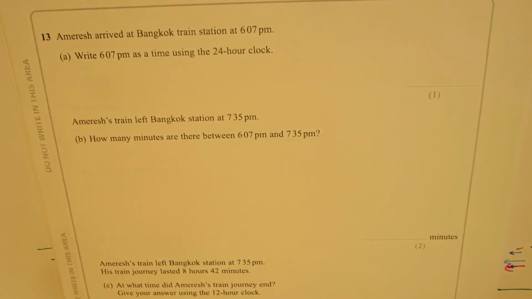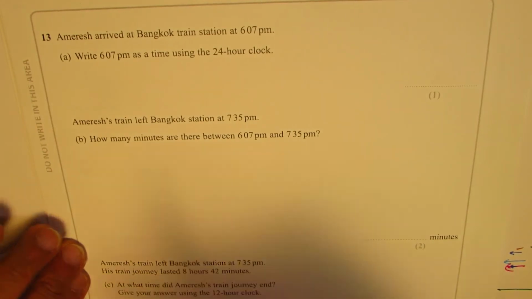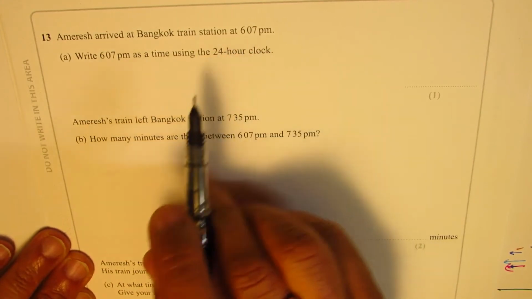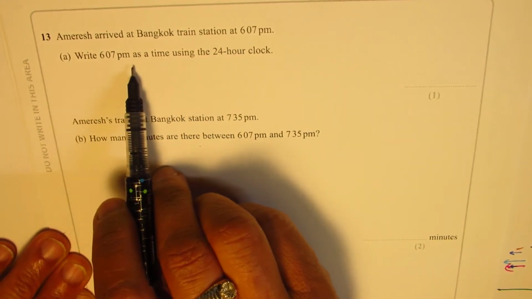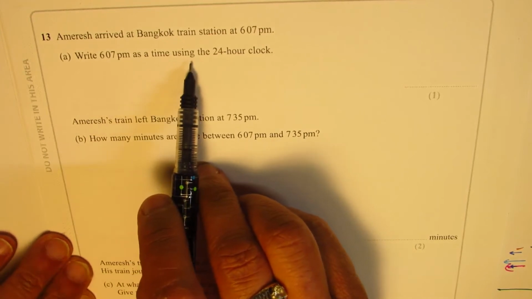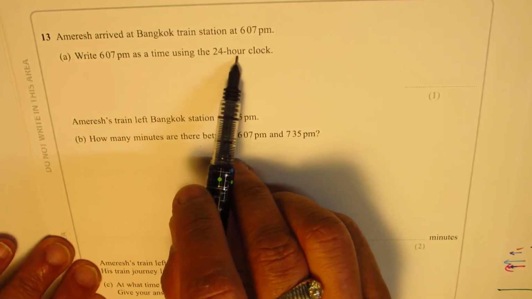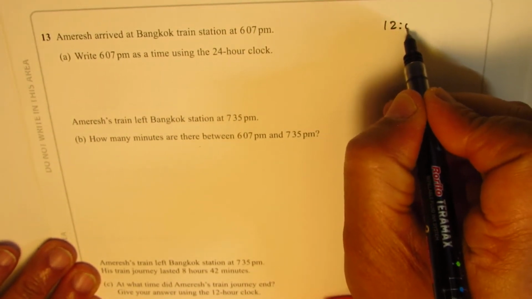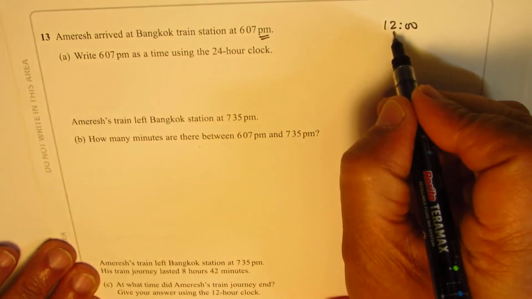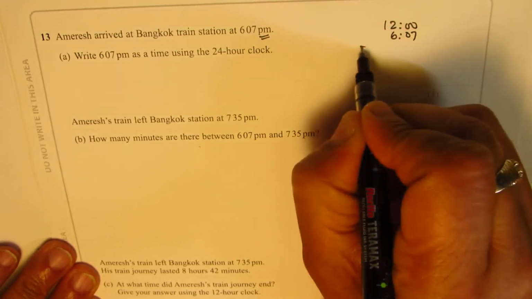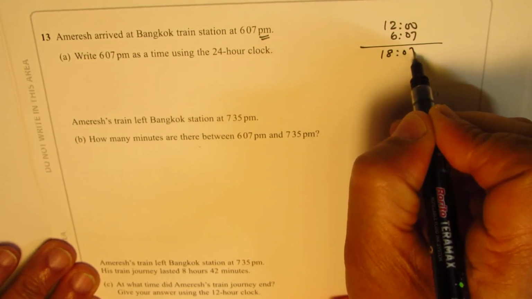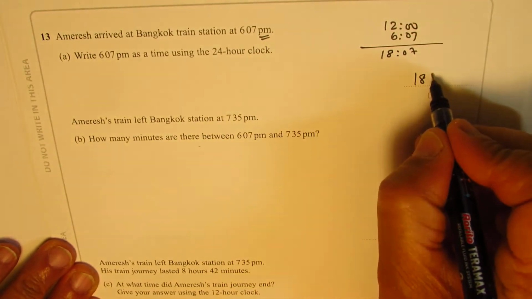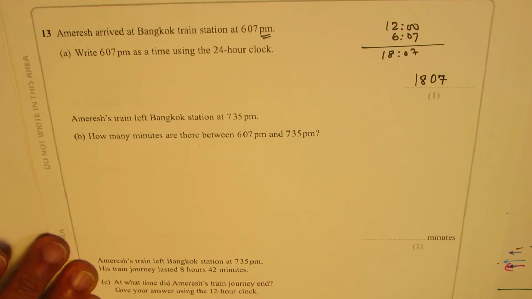Question number 13. Amrish arrived at Bangkok train station at 6:07 p.m. Write 6:07 p.m. as a time using the 24-hour clock, right? So in the 24-hour clock, we'll add 12 hours, right? This is p.m., right? Therefore, 6:07, so we get 18:07, correct? So we write this as 18:07 in the 24-hour clock.